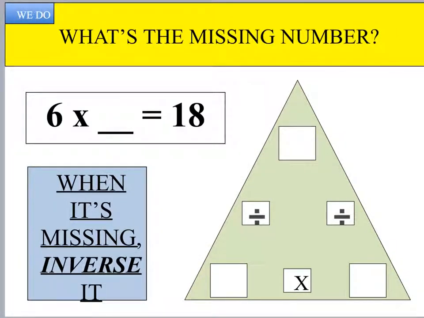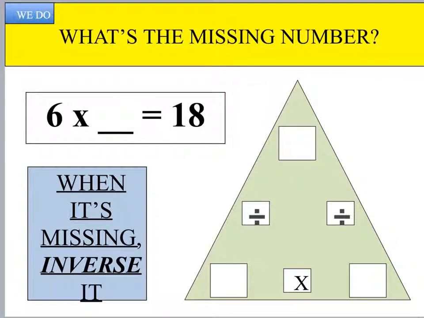So now we have 6 times something equals 18. What I want you to do is fill in the triangle with the 6 and the 18. Don't go ahead and answer it yet. Just fill in the triangle with 6 and the 18. Show me that you know where they go. Press pause and do that now.